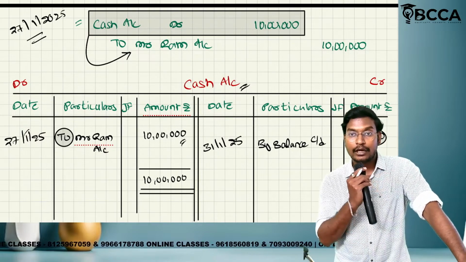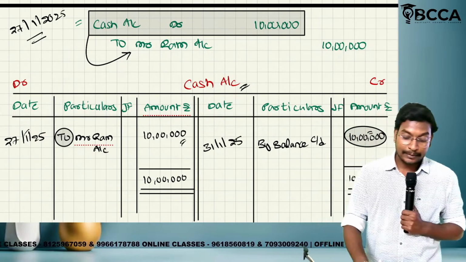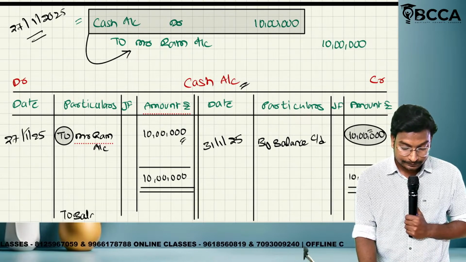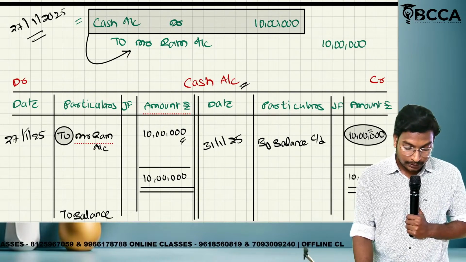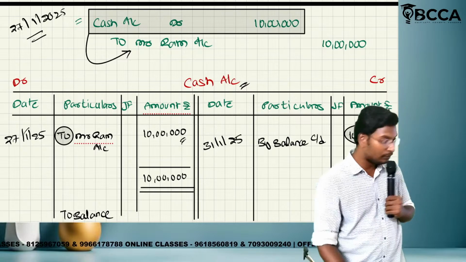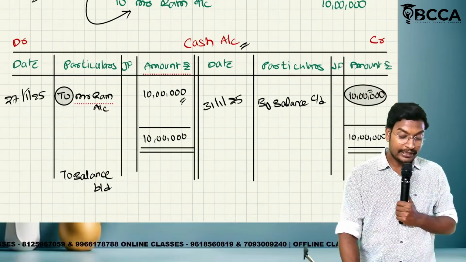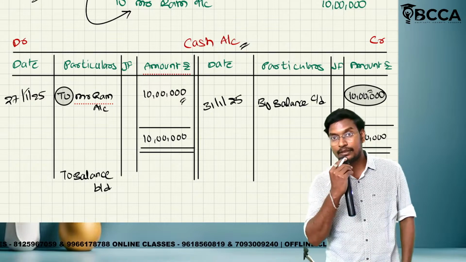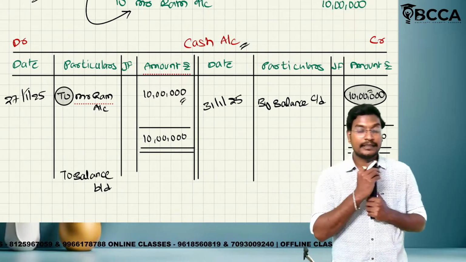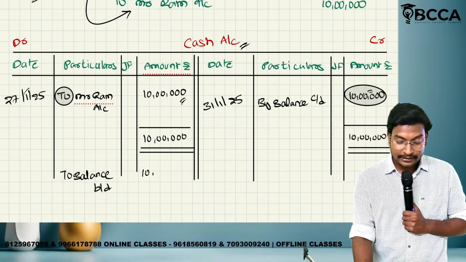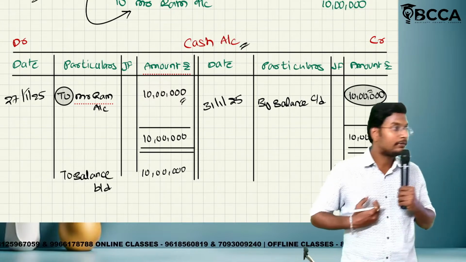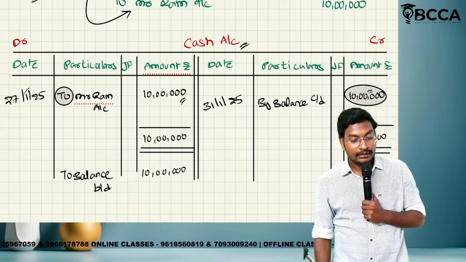So how do we carry forward? By the name called as what? To balance brought down. Why are we writing the to balance brought down? We are carry forwarding to the next month. So will it be debit side or credit side? It will be debit side, because what is the meaning of this? We are having the debit balance.